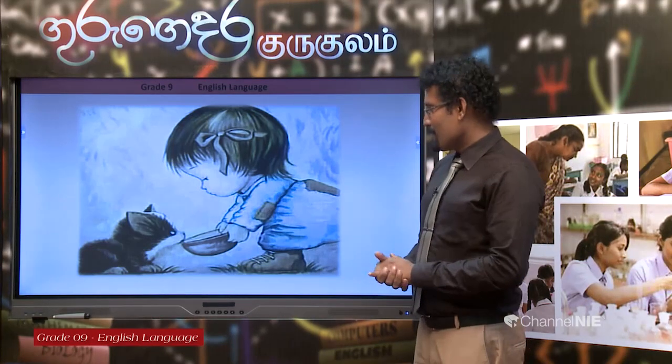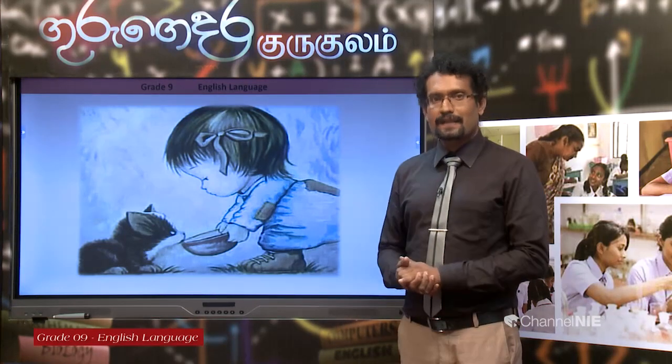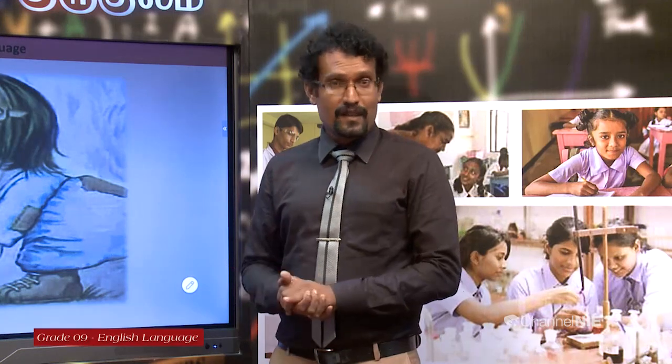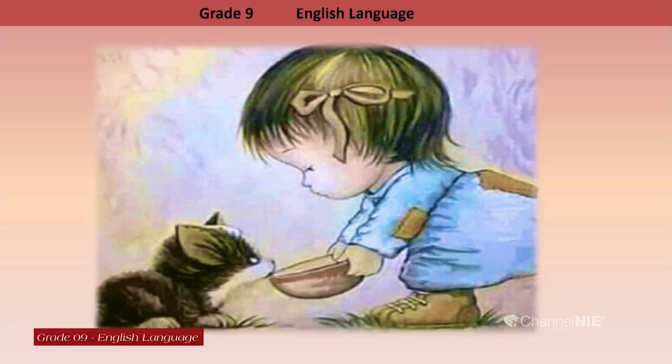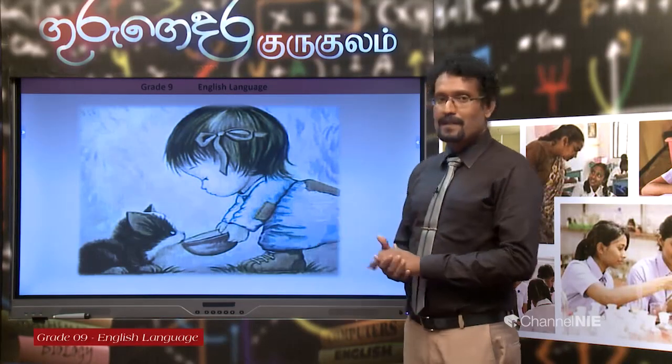So, she is trying to feed that little dog, and when you look at this picture, if I ask a question like this, what kind of quality does this little girl have? What can you say about that? You might come out with different qualities about this girl. For example, we can say maybe she is very loving, and maybe she is very caring, or we can say she is very kind towards this little dog. So you might come up with different kinds of words regarding this picture.